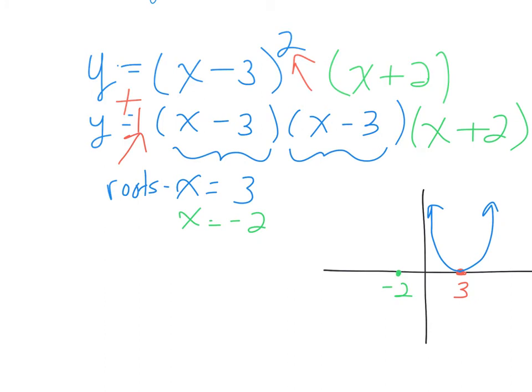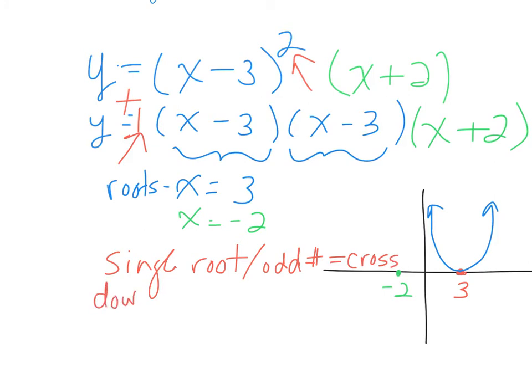So in other words, if I have a single root, or an odd number of the same root, then that means the line is going to cross. If I have a double root, or an even number of the same root, then it's going to just kiss or touch, but not cross.